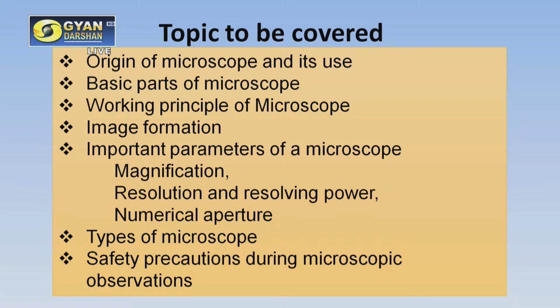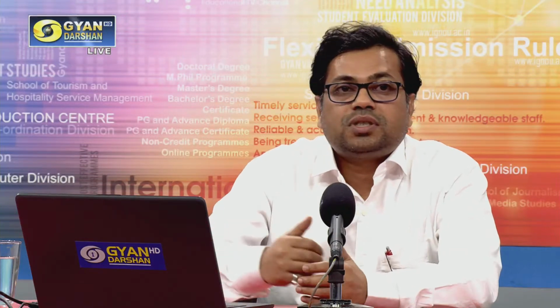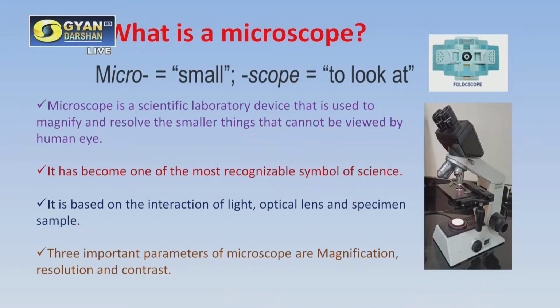during microscopic observation. The first question that arises in your mind is: what is a microscope? Micro means small things and scope means to look at. So the microscope is a laboratory device that can magnify and resolve smaller things. This is a kind of microscope. A microscope is a laboratory instrument that visualizes smaller things that cannot be viewed by the human eye. So it has become an instrumental tool in science.